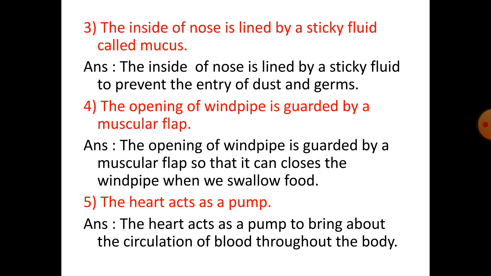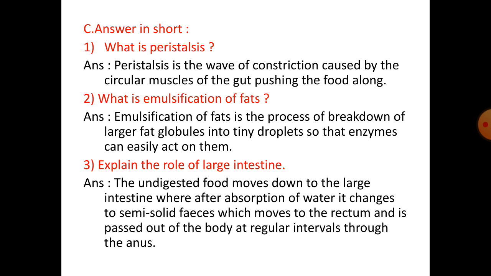5. The heart acts as a pump. The heart acts as a pump to bring about the circulation of blood throughout the body. Short answers. Now 1. What is peristalsis? Peristalsis is the wave of constriction caused by the circular muscles of the gut pushing the food along.